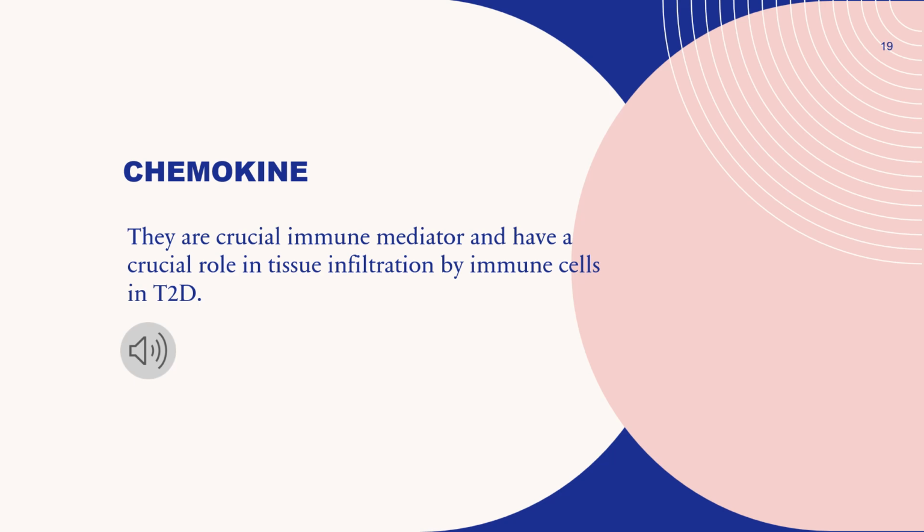Chemokines are a crucial immune mediator. The precise function of the various chemokines remains to be clarified. However, they have a crucial role in tissue infiltration by immune cells in type 2 diabetes.